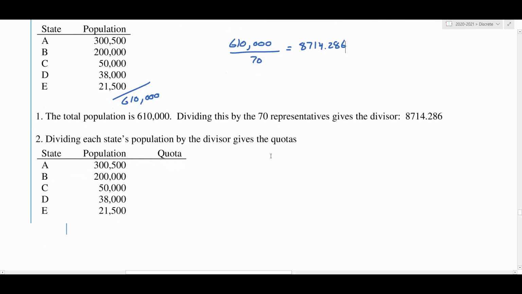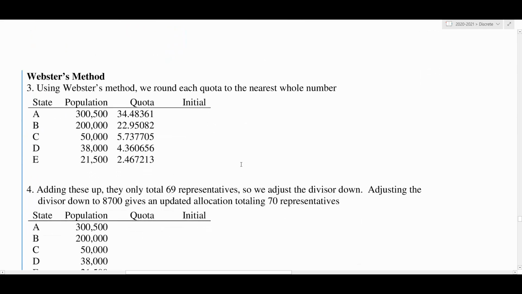Now the next thing we're going to calculate are the quotas, and again, these quotas are going to be the same for both methods. We take each individual population and divide it by our divisor. Now I have my quotas. We're going to be using these quotas twice, once for Webster's and once for the Huntington Hill method. So let's do Webster's method first.